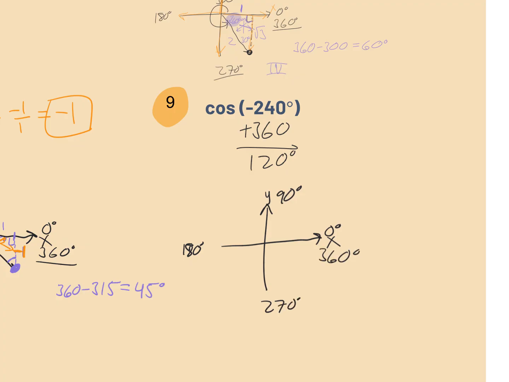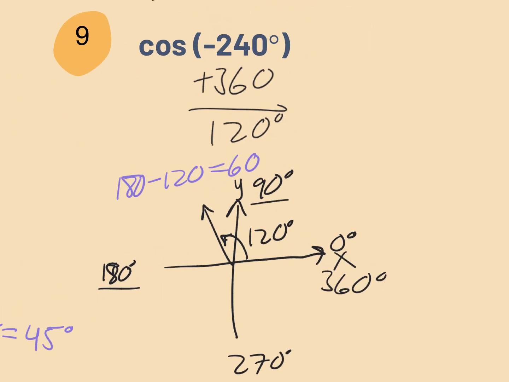All right, and I know that 120 is going to be between 90 and 180, so that's going to be somewhere right there. All right, so this is going to be 120. Now to find this reference angle, if it's in the second quadrant, it's going to be 180 minus my angle, right? So 180 minus 120 is 60. That means the distance from this angle to the x-axis is going to be 60 degrees.